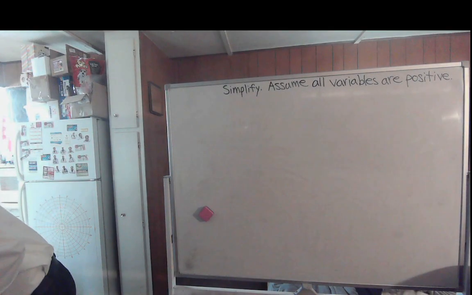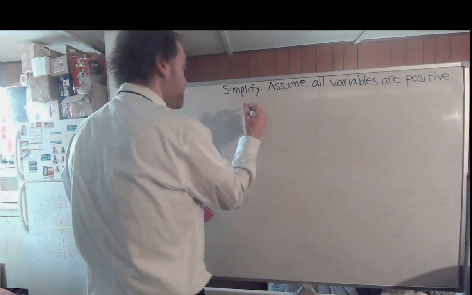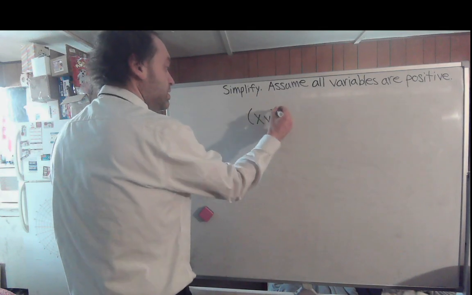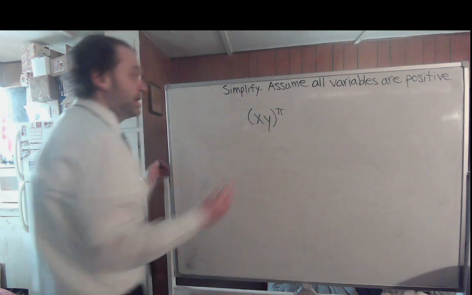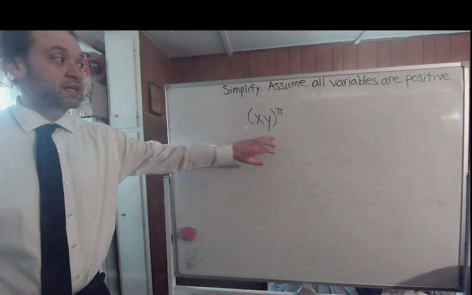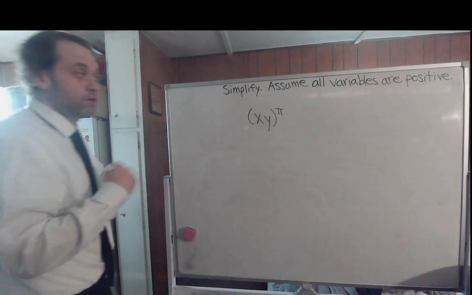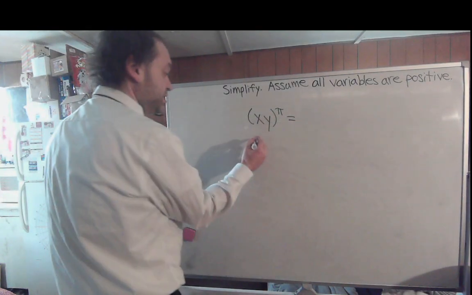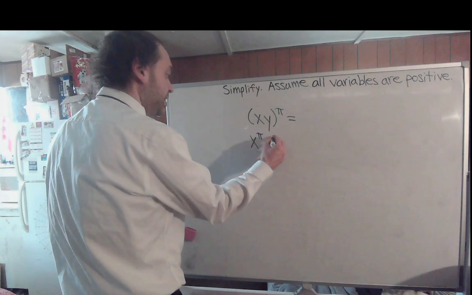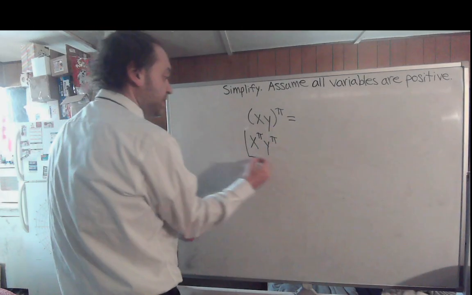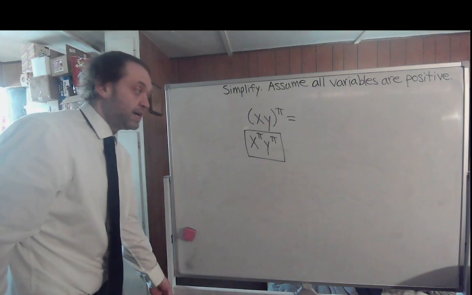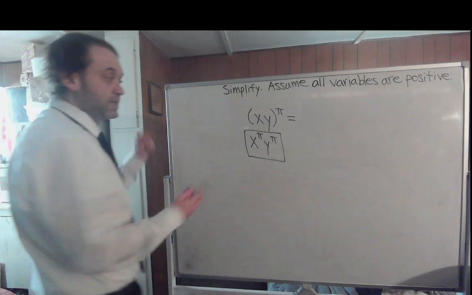Alright. Now what if you had something like xy raised to the pi power? We know pi is not a rational number, right? So you'll have xy raised to the pi power. Same properties, this would just turn into x to the pi, y to the pi. And that's how you would simplify this. You would just get x to the pi, y to the pi. That's the best we could do.